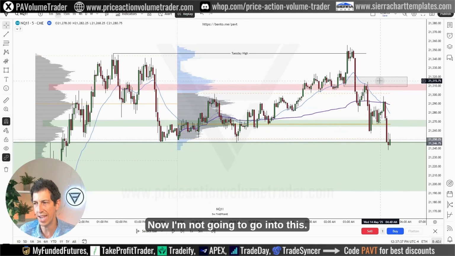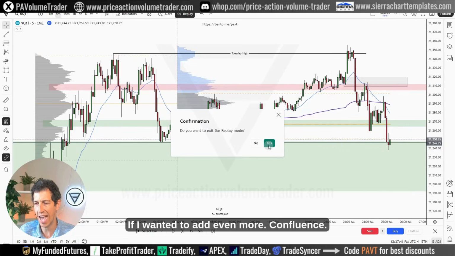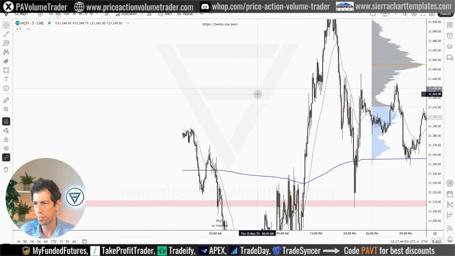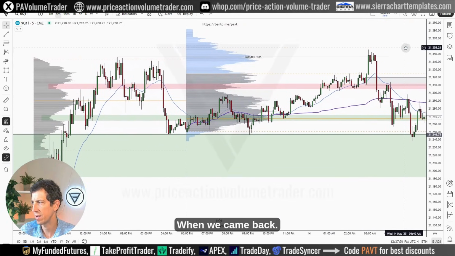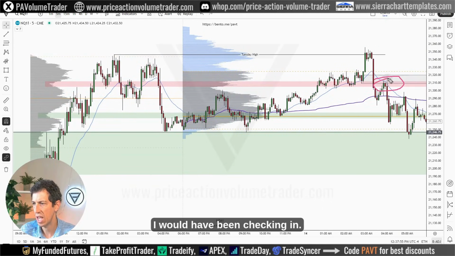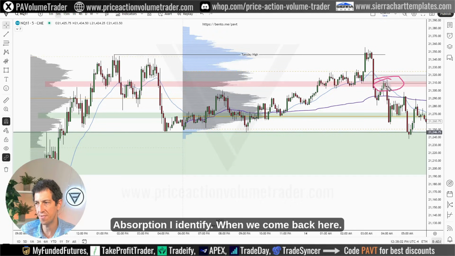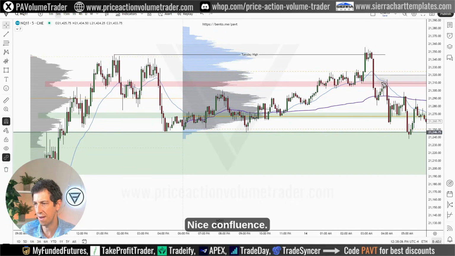Now, I'm not going to go into this, but if I wanted to add even more confluence, I also use order flow trading. So when we came back into this retest, I would have been checking the footprint charts as well to see what kind of absorption I identify when we come back here. Nice confluence. We have the low volume node zone. We have the 21 EMA backtest. We have the breaker and the fair value gap retest back. Broken support. So a lot of things. I like to just line up different confluences to help me make the most informed trading decisions.